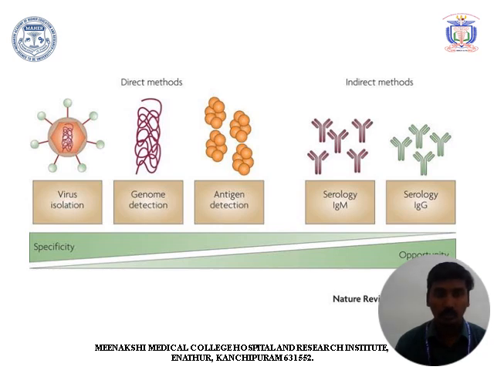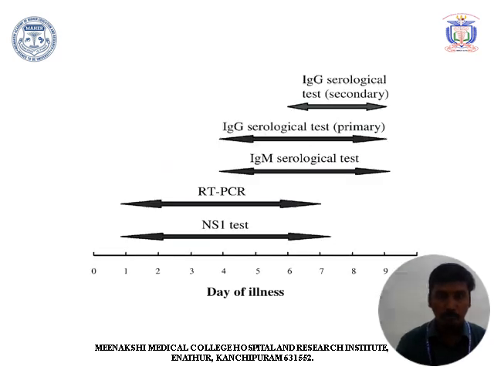So coming to diagnosis of dengue, there are direct and indirect methods. Direct methods are virus isolation, genome detection and antigen detection. The indirect method, which is serology, is the most commonly preferred. Most commonly preferred is ELISA based IgM serology. In the first 3 to 5 days we have to do RT-PCR or NS1 antigen test, which is ELISA based. After 5 days the antibody starts to rise. So initially we do IgM ELISA, after that IgG ELISA.